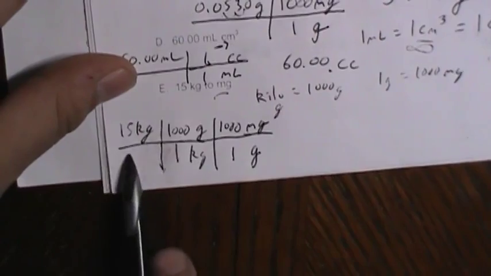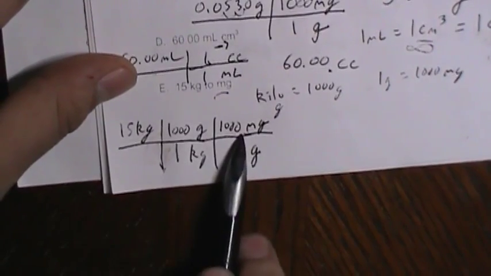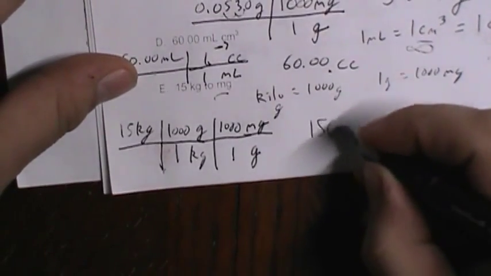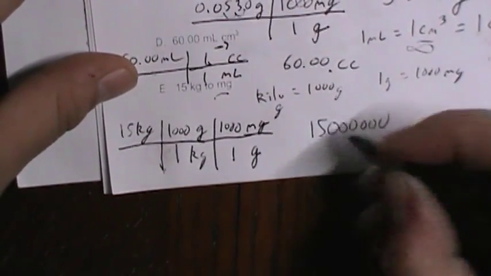So now we're multiplying 15 by 1,000 by 1,000. So 15 times a million. And we're going to get 15 million milligrams.